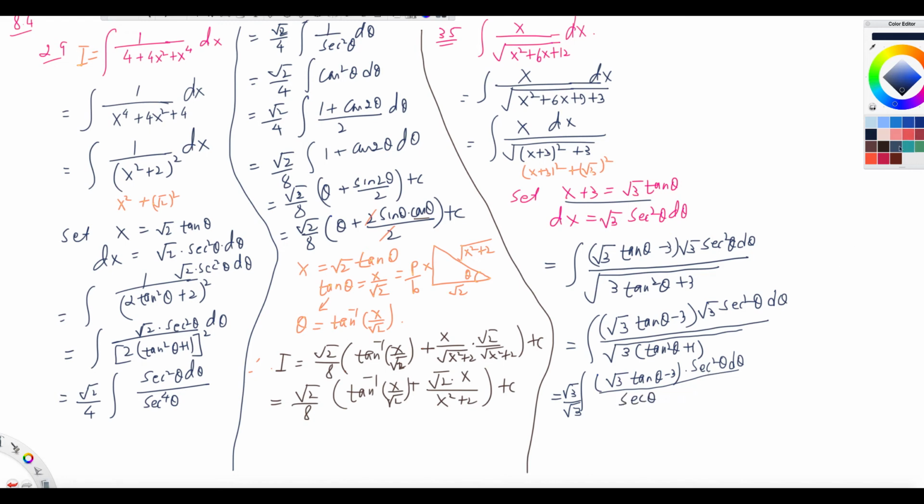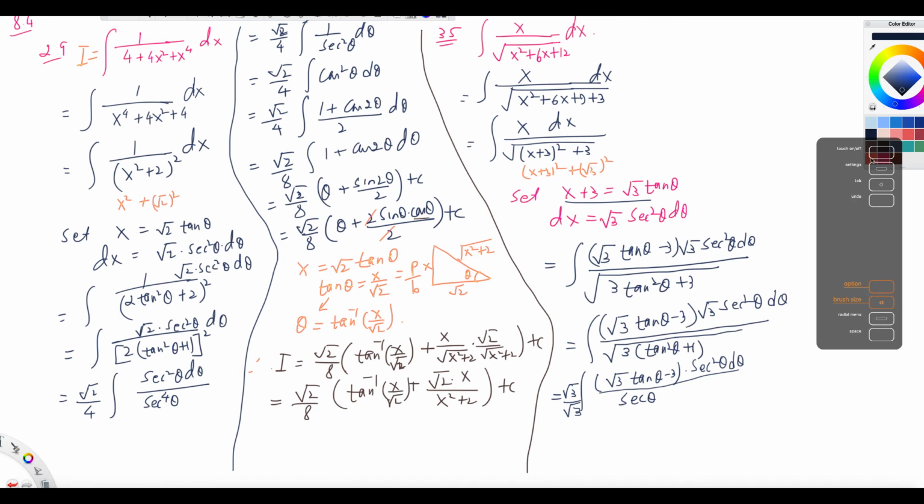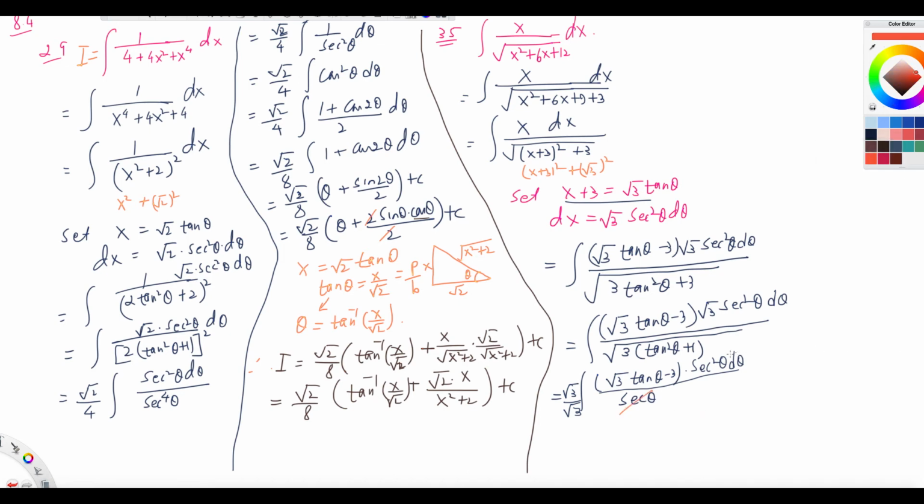Okay? Now you can cancel one of those. So how do you cancel that? Secant theta, and one of the secant from secant square will cancel out. So basically this is what is left: root 3 tangent theta minus 3, you see that, and then times secant theta d theta.